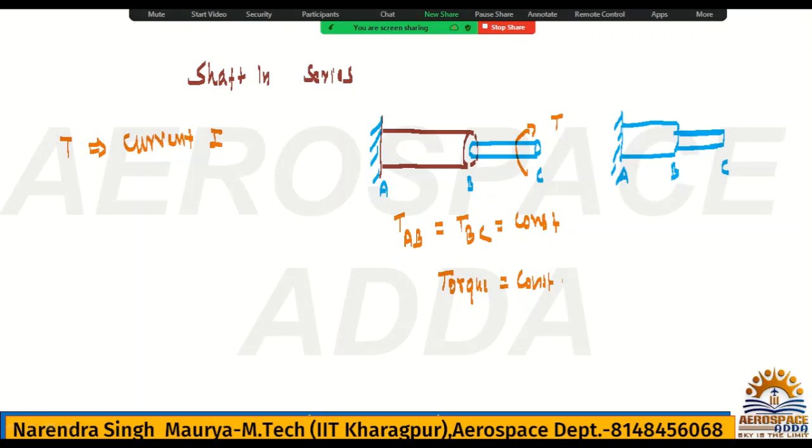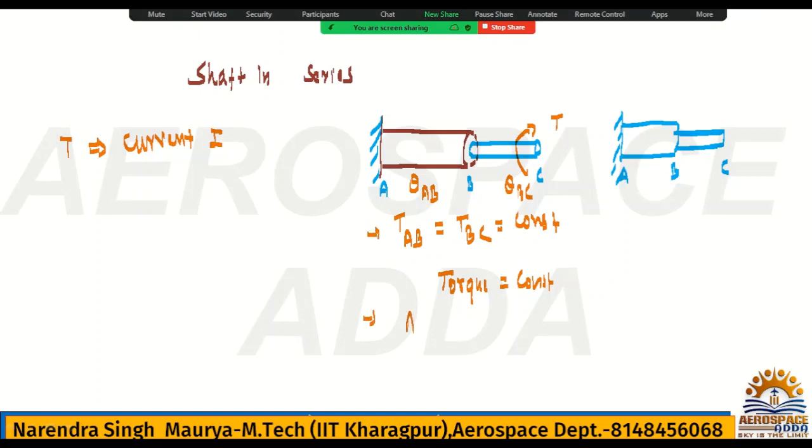What is the next? The next will be the angle of twist, which is nothing but theta, also called angular deformation or angular twist. So this angular twist will be the sum of both. Here you can say the angle of twist will be theta AB, and here it is theta BC. So the first point is this.